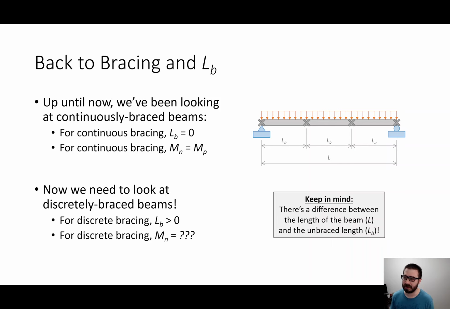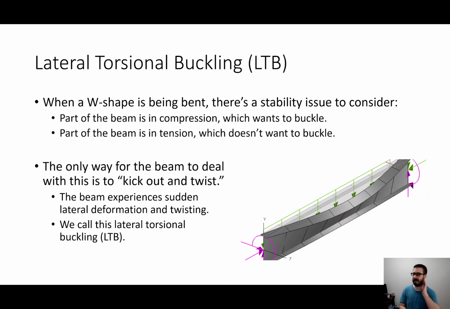Now what we're going to do is look at discretely braced beams where LB has a value greater than 0. And so the question is, what is the capacity if you have a discretely braced beam? And that's actually what our focus is now. Now, what happens is when a W shape is being bent, there is a stability problem, okay? Let's say in this scenario here, we have a simply supported beam subjected to a load up top. So the top is in compression, the bottom is in tension.